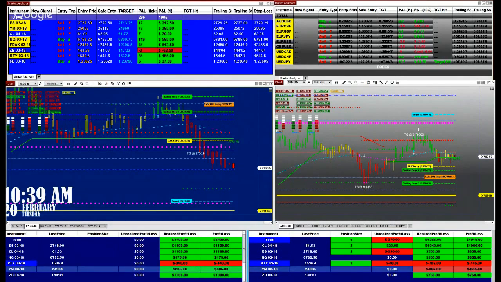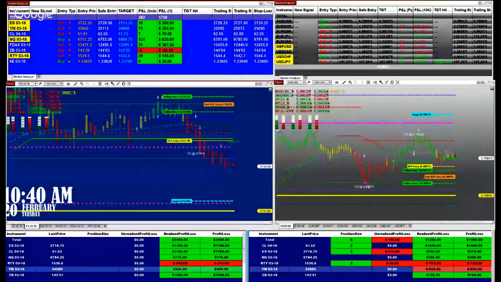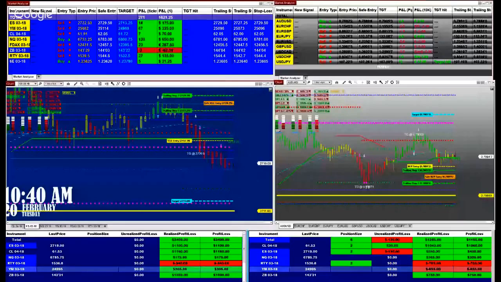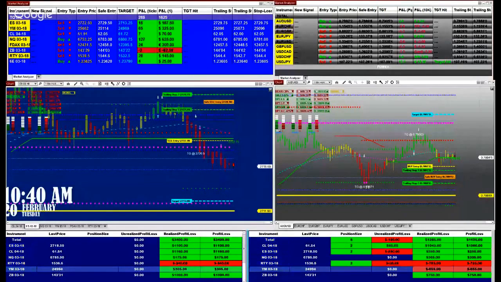It is very nice, whether you are a manual trader or an automated trader, to understand what's going on in the market. And you can see now the ES trying to push the 18 level. It is very important to push the 18 level to go down to the target. And you can see how the ES is struggling on the 18 level.